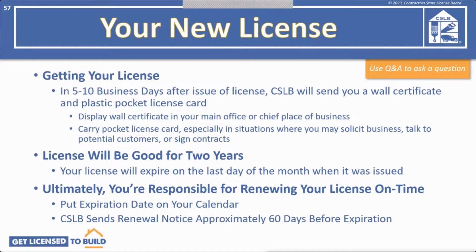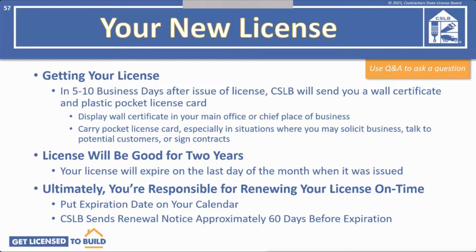Display the wall certificate in your main office or chief place of business. Carry your pocket card with you, especially in situations where you're going to solicit business, talk to potential customers, or sign contracts. We encourage consumers to ask to see your pocket license. If you're going to have sales people working for you, be sure to get them registered as a home improvement salesperson with CSLB. Check our website for more on how to do that.